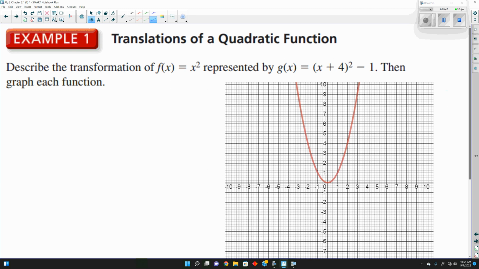So we're looking to see here what is changing. And there are two parts. We have the plus 4 inside the parentheses, and we also have the minus 1 outside. So what's one of these transformations going to be?